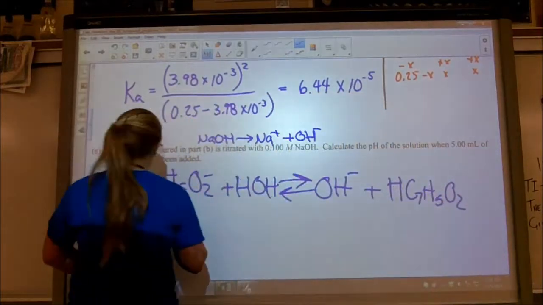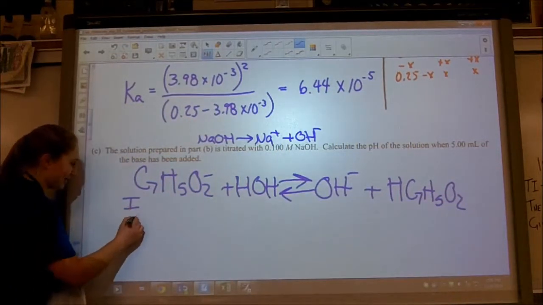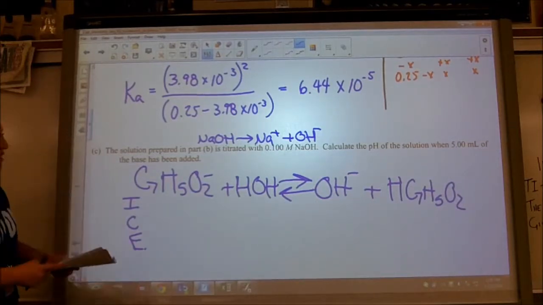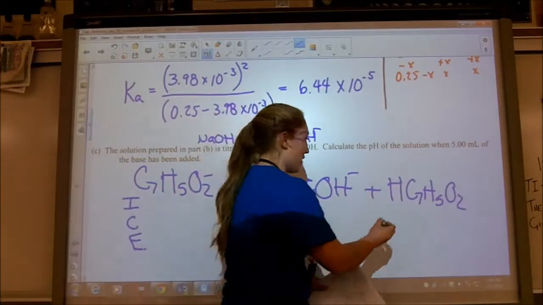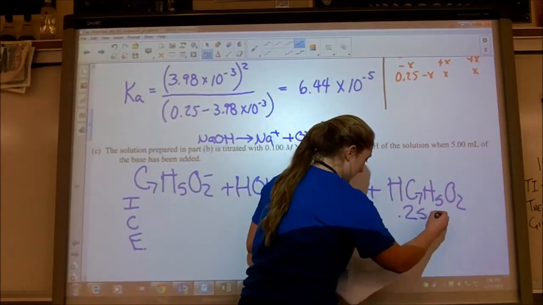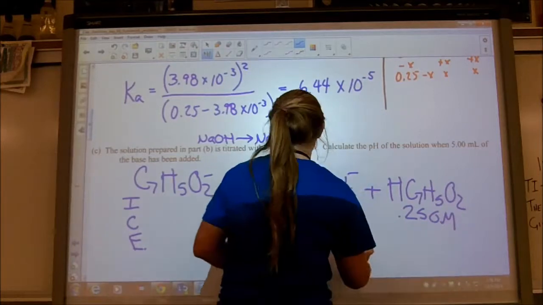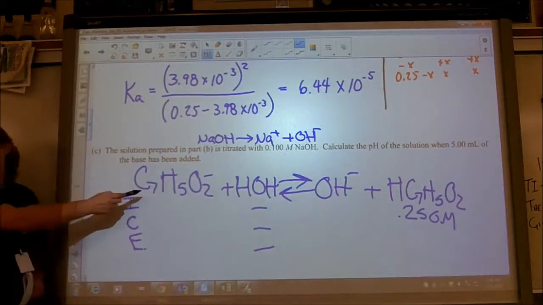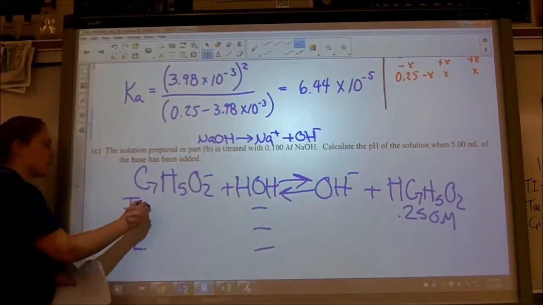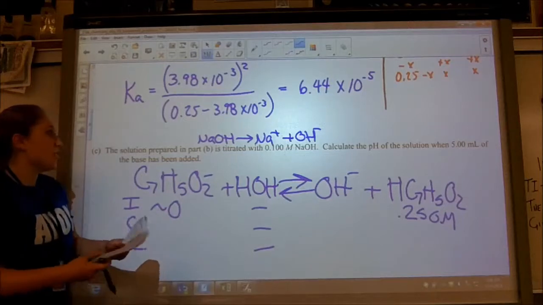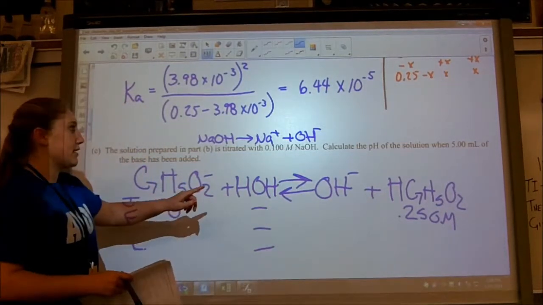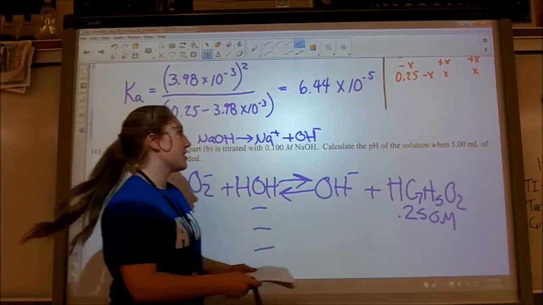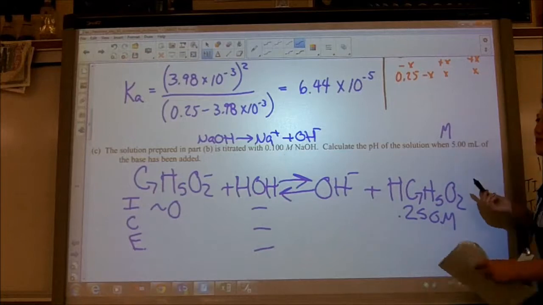And then we will make an ice chart. I haven't gotten too far, but we already know the concentration of this, which is 0.250 M. And then we can't find this. And then this is approximately 0. So, and then we can find the OH by taking this. I hope you guys are using a pencil. And wait, am I doing this right?